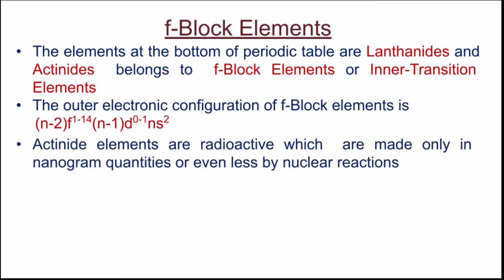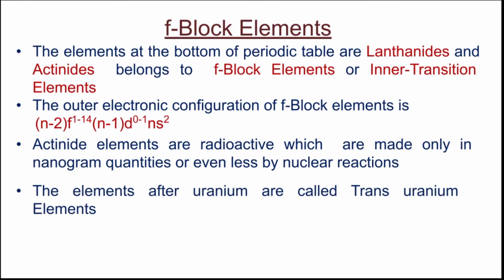Actinide elements are radioactive, which are made only in nanogram quantities or even less by nuclear reactions. So they are actually very highly reactive. At the same time they are radioactive in nature. They themselves radiate energy, so they are found in very small quantities. The elements after uranium are called transuranium elements. So children, this also you have to remember. Uranium is the 92nd element. The elements that come after uranium are called transuranium elements.